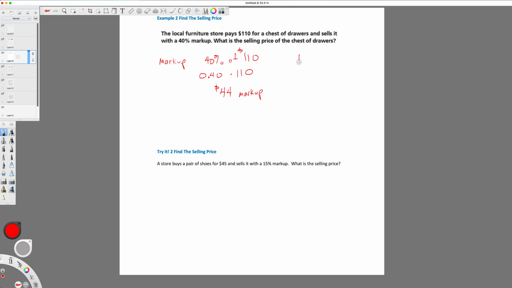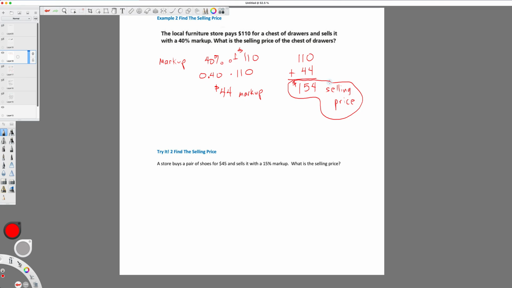So I'm going to do that. I'm going to take their cost plus how much they mark it up. And I get $154. And so I'm going to label that selling price. So that's what they would put on the sticker to sell that, or tag or whatever, on that chest of drawers. They would put a $154 price on it.